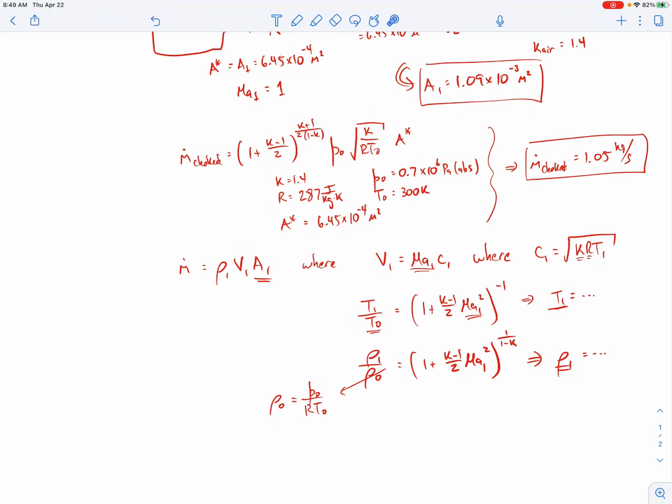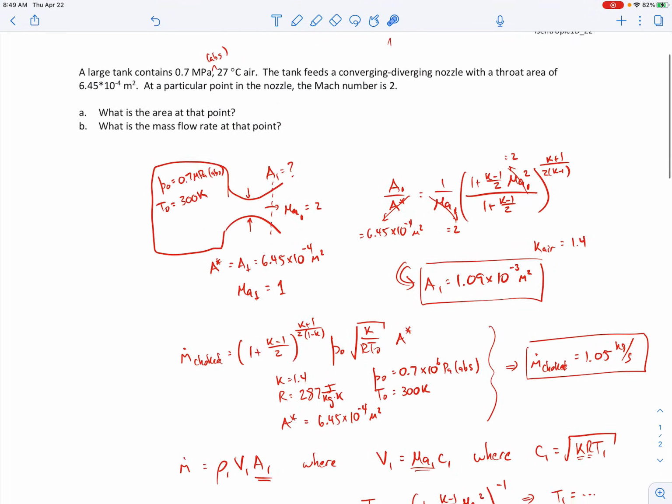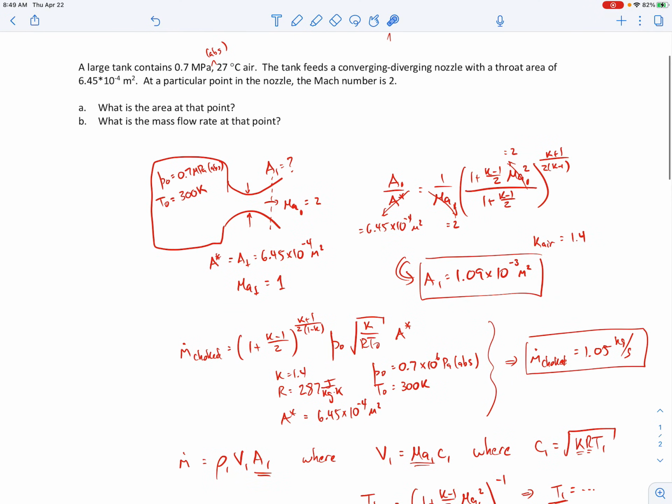Now that we have the density at 1, we found the velocity at 1, and we have the area at 1, we can find the mass flow rate. When you plug those numbers in, they'll be the same as this. Okay, so that covers everything for this example, so we'll just go ahead and end it there.